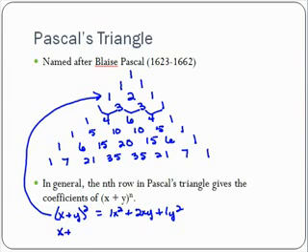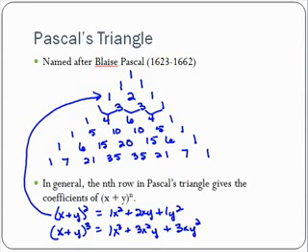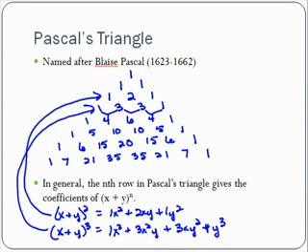If I take x plus y and cube it, I get 1x cubed plus 3x squared y plus 3xy squared plus y to the third. So my coefficients are 1, 3, 3, 1. That corresponds to this row. So if you don't have to go too far down, then it's fairly easy to use Pascal's triangles to get those coefficients.